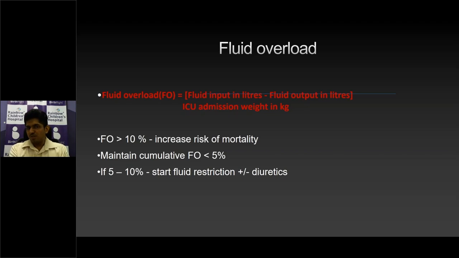The total amount of fluid that you have given in minus your urine output, your drain output, everything, divided by the ICU admission weight. So this will give you the fluid overload. If you multiply by 100, it gives the fluid overload percentage. So if it is more than 5%, then there is a risk of mortality. So at 5 to 10%, usually we would like to start diuretics and restrict the maintenance fluid. Suppose it is more than 10% and we are not able to achieve it by restriction or diuretics, we would even consider renal replacement therapy in very sick children.